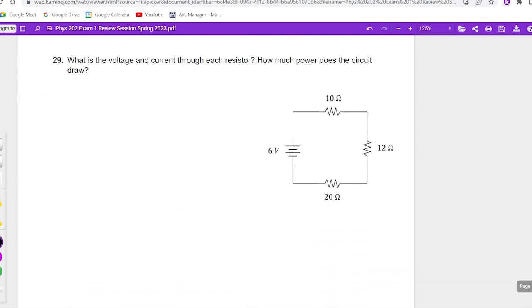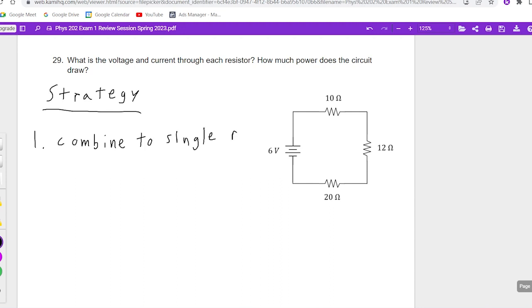Okay, number 29. What is the voltage and the current through each resistor? How much power does the circuit draw? So real quick, I want to talk about strategy for DC circuits, because there is a strategy. It's not just wing it. Although my students can certainly try. Step 1, we are going to combine to a single resistor. Just like we did earlier with the capacitors, we're going to do the same thing with resistors. And in this case, we have 3 resistors, and it looks like they're all in series. So all 3 of them are in series, so that's not going to be too bad.